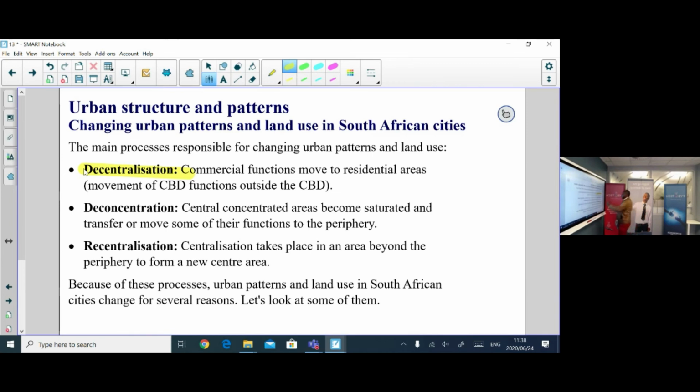Then we have deconcentration. Centrally concentrated areas become saturated and move some of their functions to the periphery. Re-centralization: centralization takes place in an area beyond the periphery to form a new center area. Because of these processes, urban patterns and land use in South African cities change for several reasons. Let us look at some of those reasons.